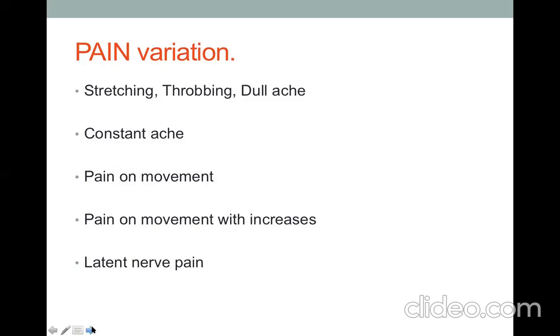Then there could be a pain when you move your body part, like doing flexion or extension or any of the lumbar joint movements. There could be a fourth type of classification of variation, which is pain on movement, which increases after every repetition or after every movement or after some period of time. And there would be a latent nerve.